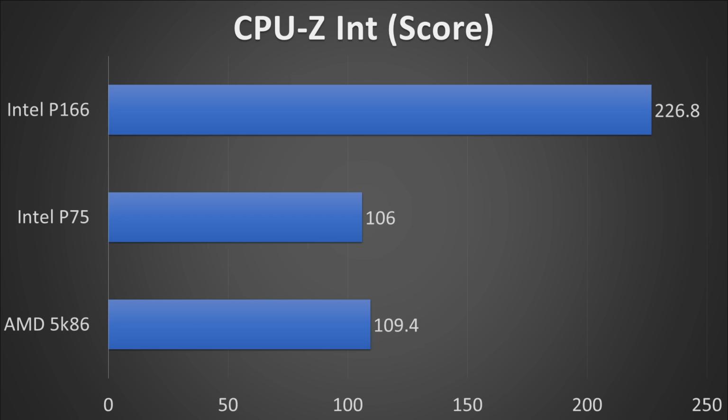CPU Z, integer score. We can see again that in this one, AMD and Intel are almost identical. The AMD chip is a little bit faster, but the Intel Pentium 166 is over twice as fast as the other two CPUs. And this is what one would expect.